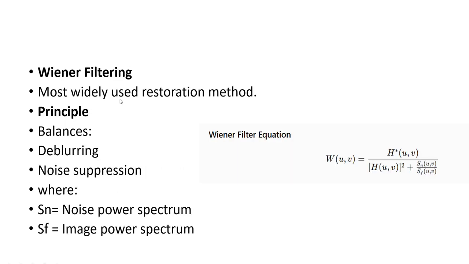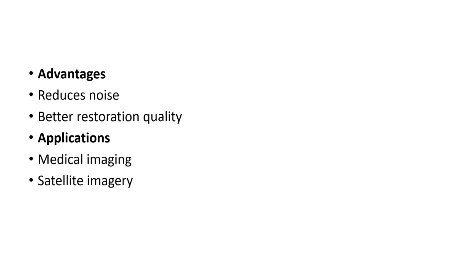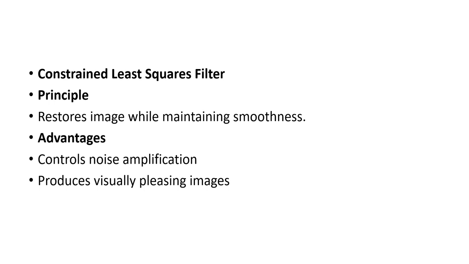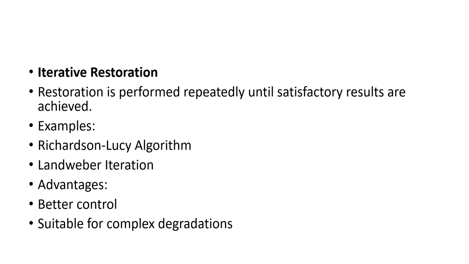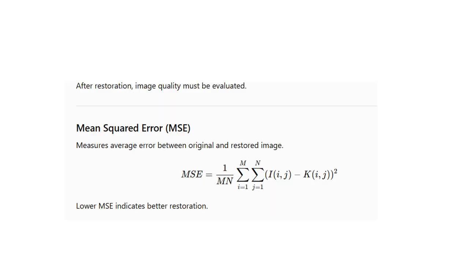The second one is Wiener filtering. Wiener filtering is the most widely used method. Here I use an equation, and it helps to balance deblurring and noise suppression as well. Then we also have one more, the constrained least squares method, which restores the image while maintaining its smoothness. With the help of this method, we want to find a restored image that minimizes restoration error while maintaining smoothness. Then there is also iterative restoration, which is based upon the Richardson-Lucy algorithm or Landweber iteration.